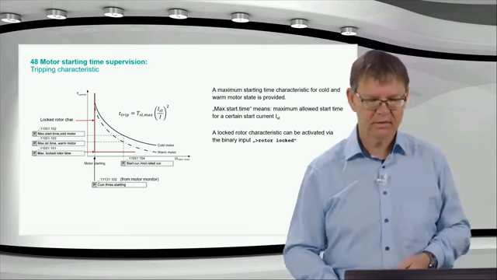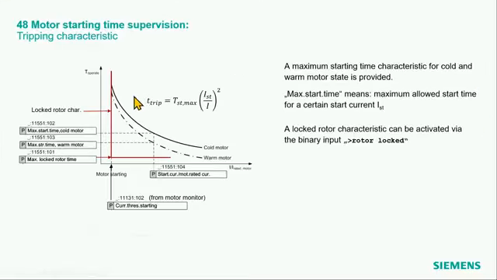Additionally, we have a locked rotor characteristic. So this is this red one here. This locked rotor characteristic is activated via an input, rotor locked. And if this input rotor locked is there, then I can cut down the tripping time. The idea behind this is, if I know the rotor is locked, then I don't want to wait until the thermal limit, until the rotor already almost starts to melt, but I can trip immediately and fix the situation.